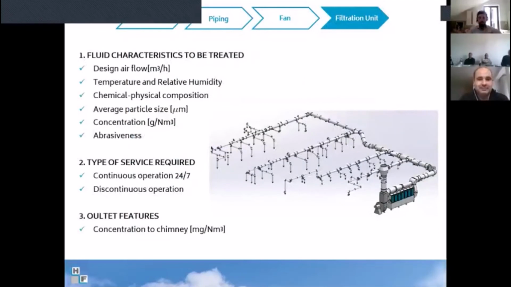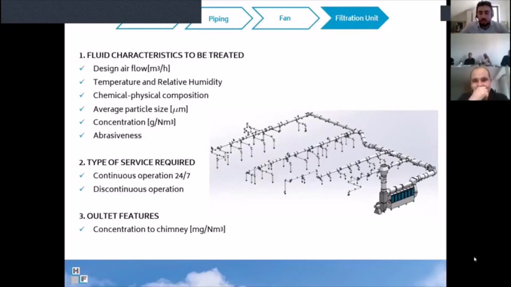Okay, and the last part of the complete system unit is the filtration unit. We already talked about this in the previous webinar, so I don't want to spend more words on it. However, we already designed the collection system. We made the piping in the proper way. Now we understood the pollutant and the service type and so on. So we only have to choose the proper filtration system in order to guarantee the outlet concentration required by the customer. This means that we only have to choose the proper filtration unit.